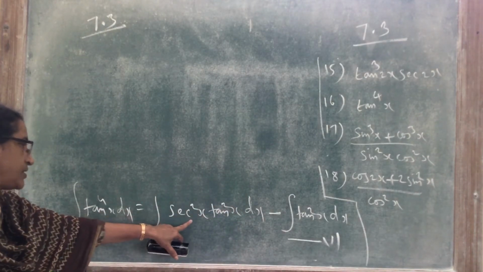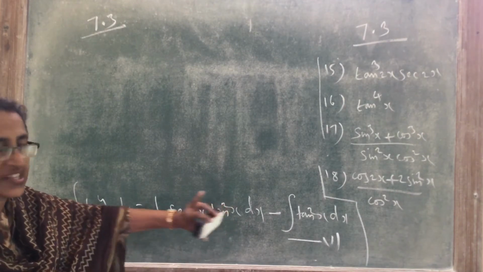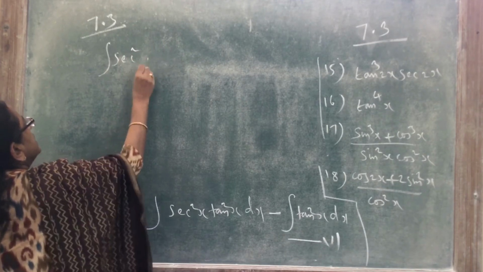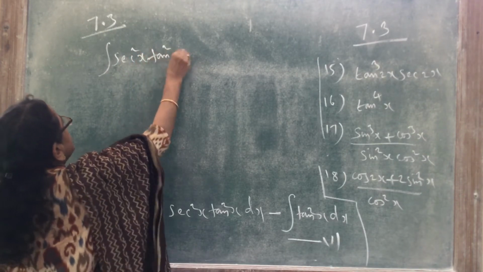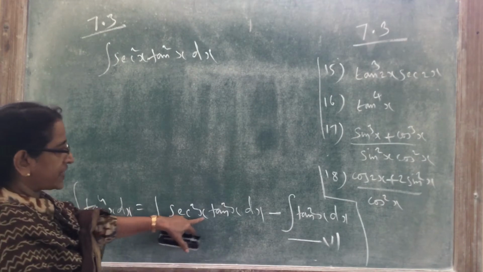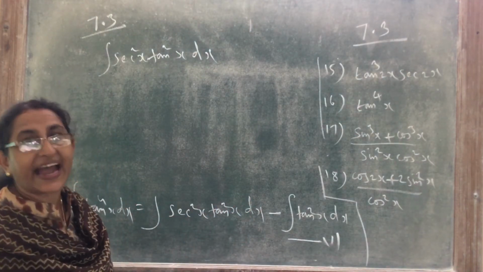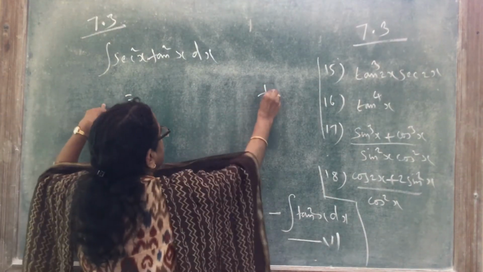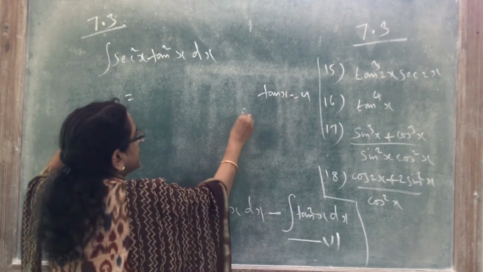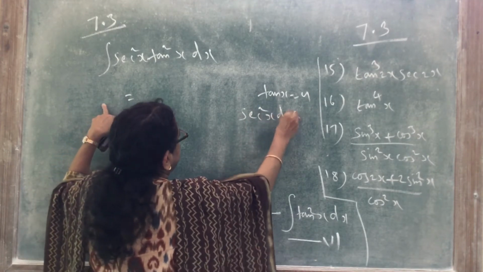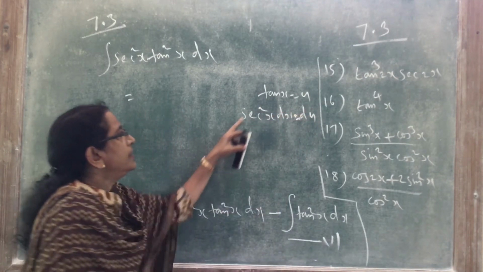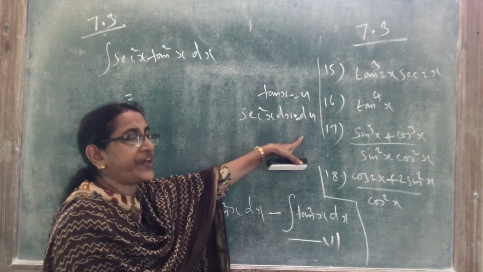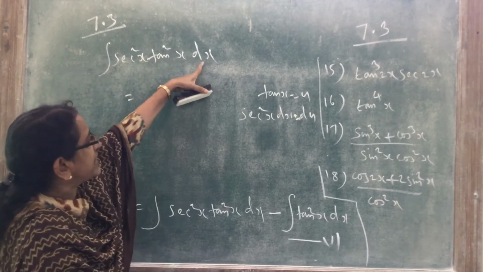So we are going to find the integral of sec square x tan square x dx, the first integral. How to integrate that? For that we have to use tan x equal to u. So tan x equal to u, therefore the derivative of tan x, sec square x dx, equals du. So this sec square x dx we write as du.